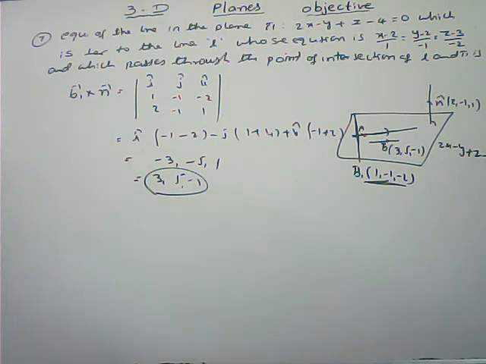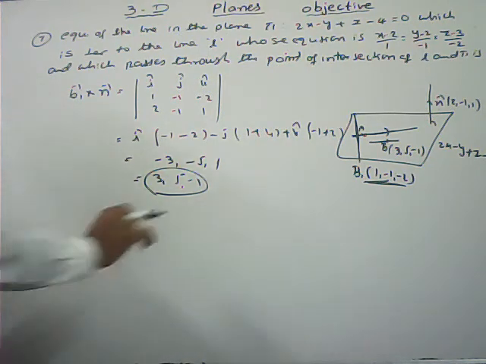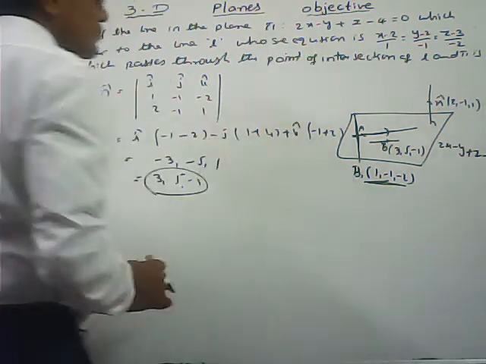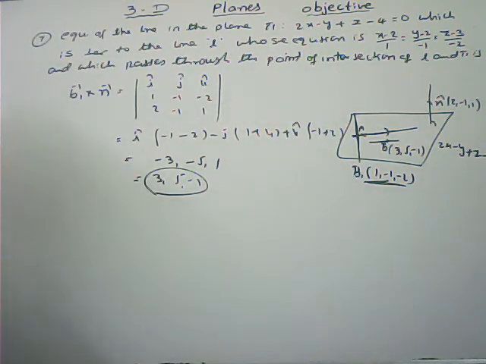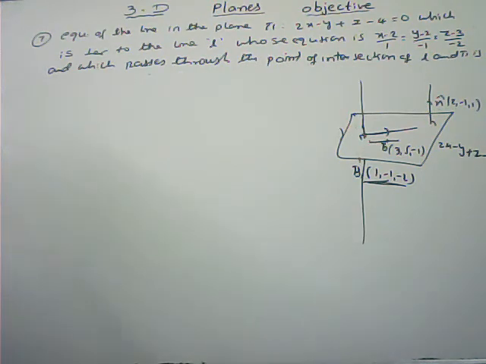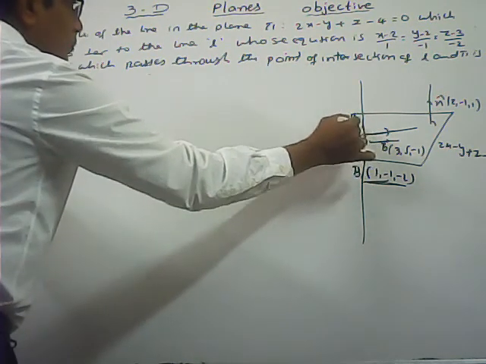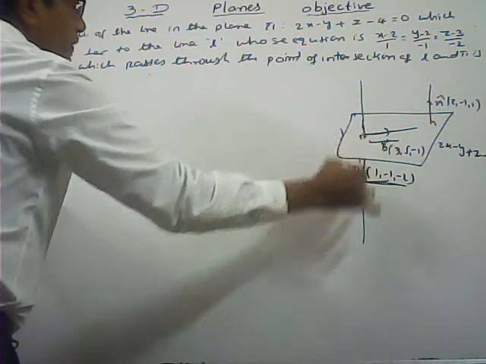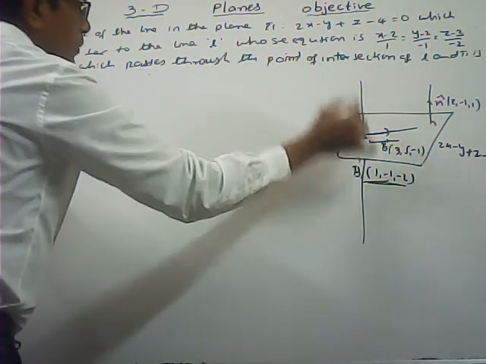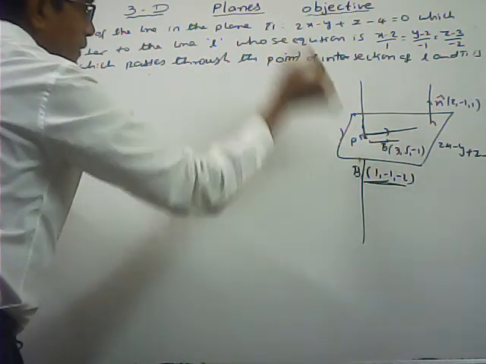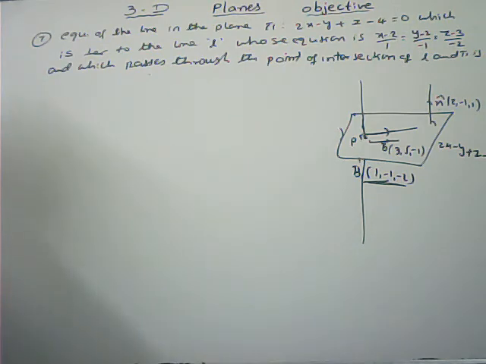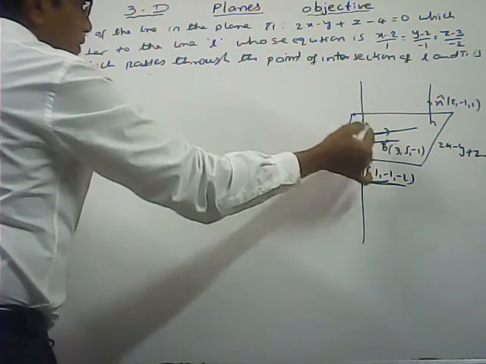Next, that line passes through the point of intersection of the line and the plane. So this is very, very important. This is the required line. This one passes through the point of intersection of the given line and the given plane only. We want the point of intersection. That one, let it be P. How to get that one? Point of intersection, very, very important.